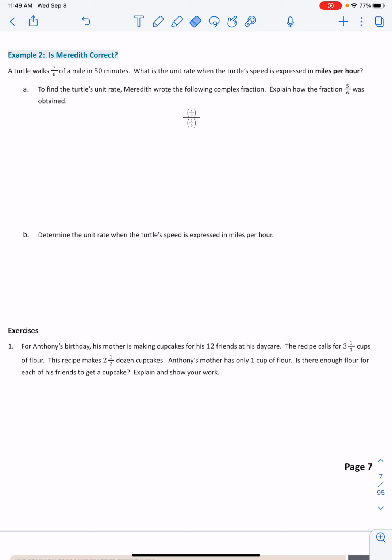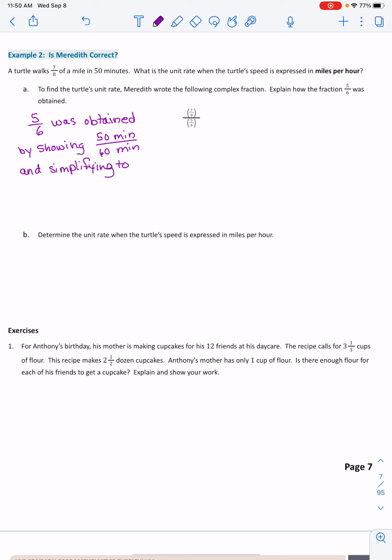Well, the way that 5/6 was obtained was by showing 50 minutes over 60 minutes and simplifying to 5/6.